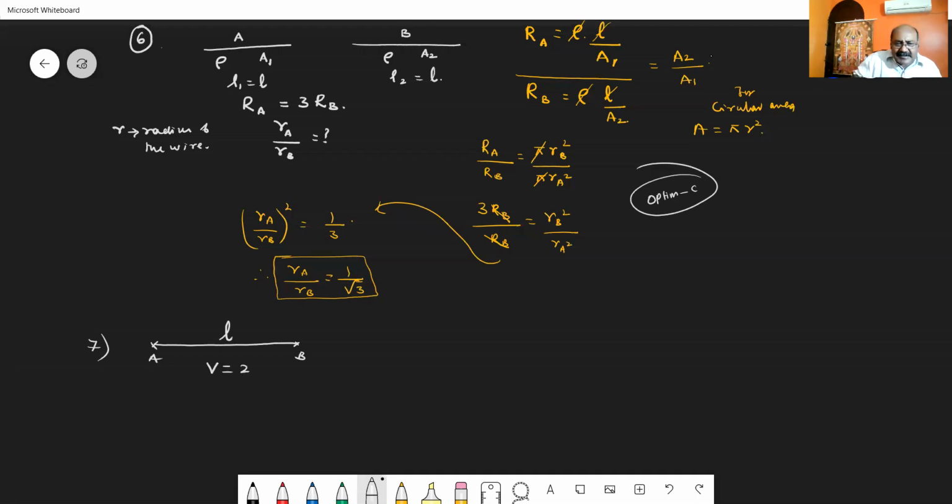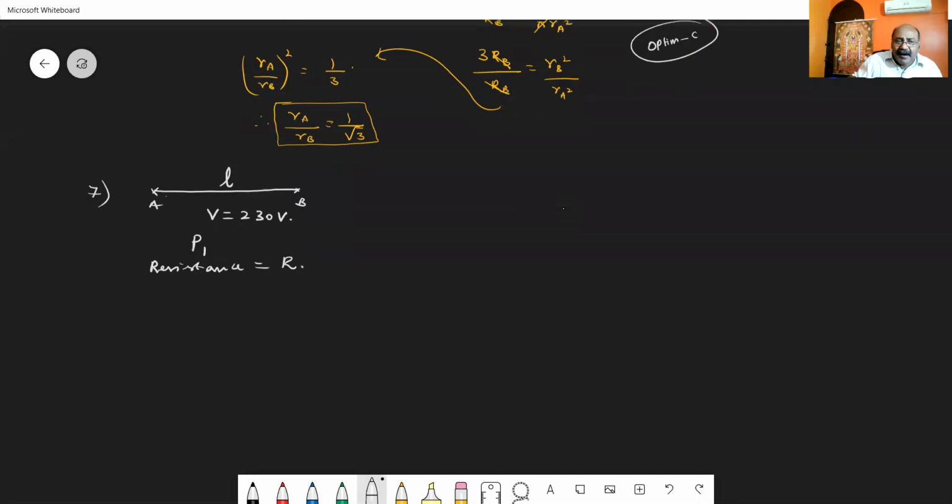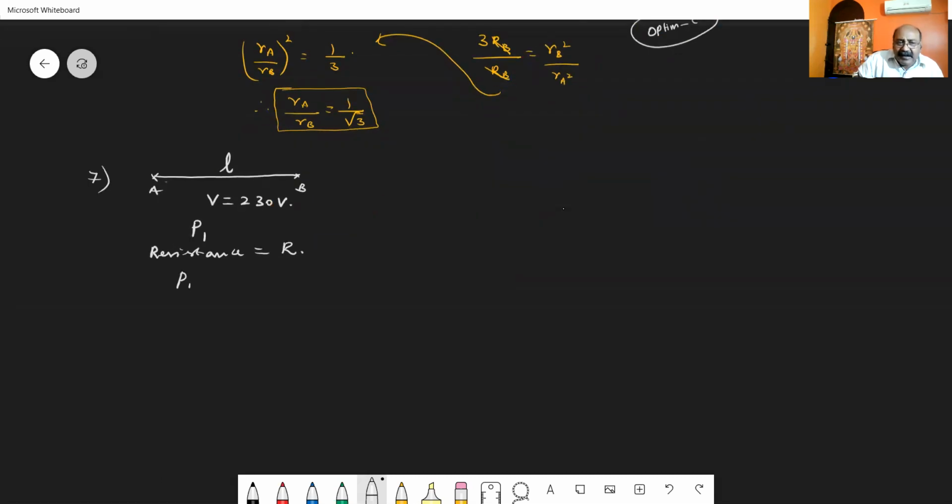It is connected to a power supply of 230 volt, has a power dissipation P1. So I am assuming that resistance of this wire as R1 or R. It is not given, so I have assumed it as R. If so, what is the power dissipated? Power dissipated is P1. As I know, power P is equal to V square by R as that of the previous problem. I am taking P1 is equal to V square divided by R. Take this as equation number 1.